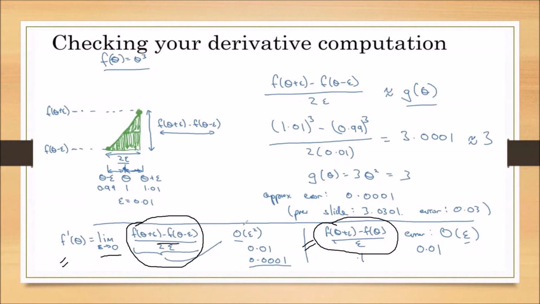When we use the two-sided method, the error is in the order of epsilon square. Epsilon square means 0.0001. When we use the one-sided method, the error is in the order of epsilon, meaning 0.001. When we calculate by using this method, the output is 3.03, so the error is 0.03. That's why, to minimize the error, we choose the two-sided method.